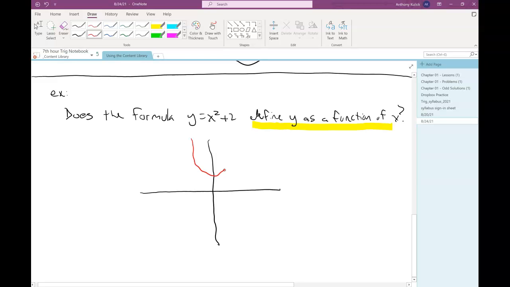So this is just going to be, if my stylus wants to continue working, which apparently it wants to fight with me today. There it goes. So it's going to look something like this.